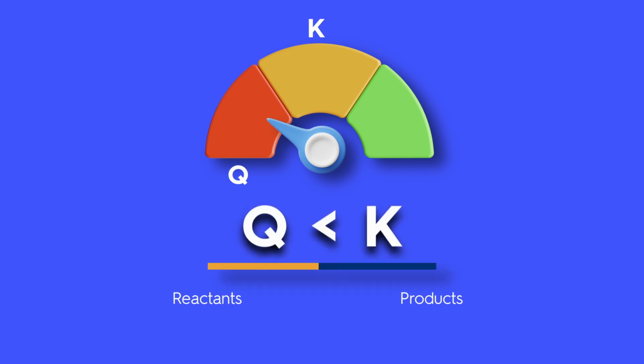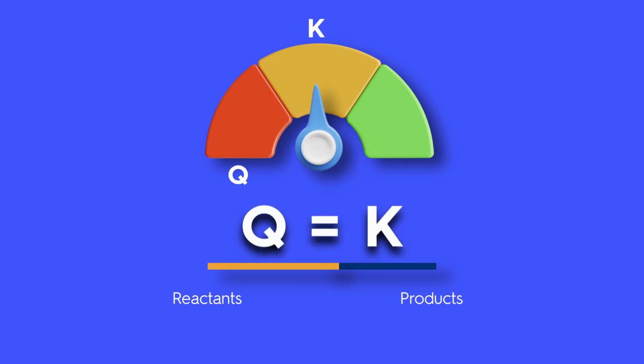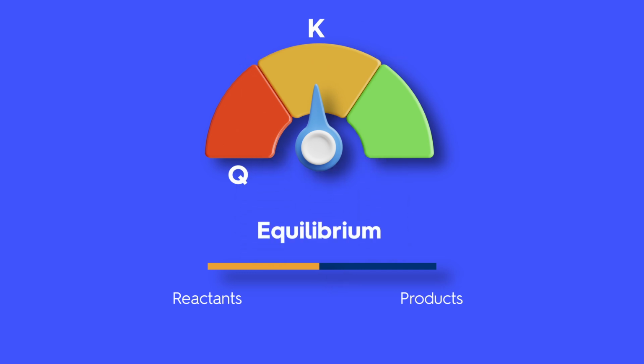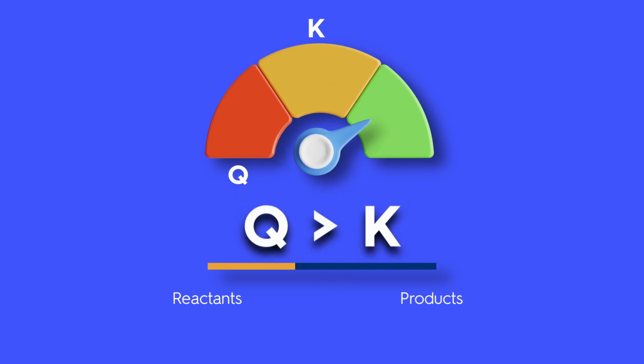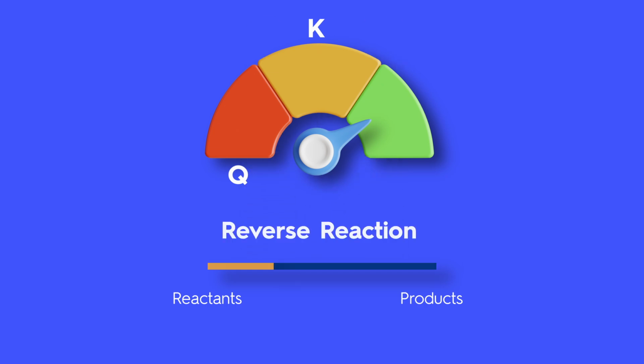If Q is smaller than K, there are more reactants than products, so the forward reaction is favored. If Q equals K, the system is at equilibrium. If Q is greater than K, there are more products than reactants, so the reverse reaction is favored.